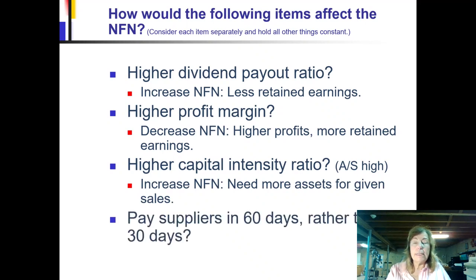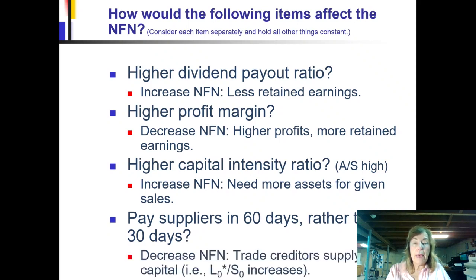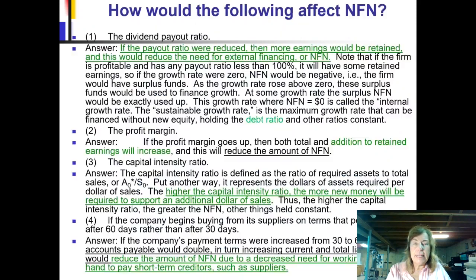Pay our suppliers in 60 days rather than 30 days. That will increase our accounts payable. Using trade credit, that will decrease the financing we need.